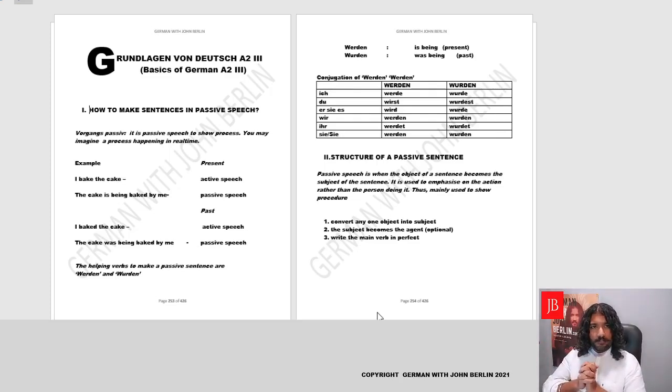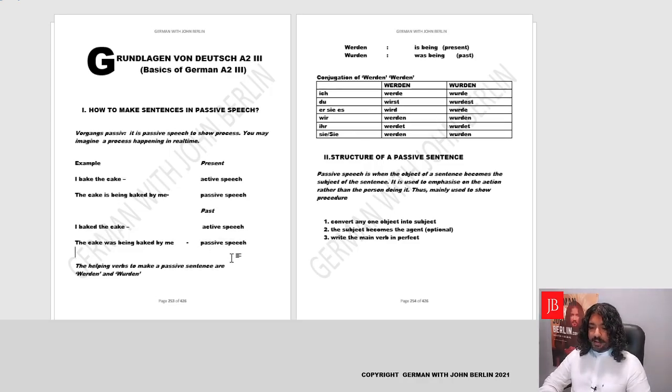It's called Vorgangspassiv. That's the kind of passive we'll be learning. Passive which shows a process. All right. Now, in English, we said the cake is being baked by me. So "is being" could be understood as a passive helping verb in English. In German, we'll find its equivalent. But first, we could also mix up the tenses. Instead of saying the cake is being baked by me, we could also have said the cake was being baked by me. The difference is this is passive present, and this is passive past.